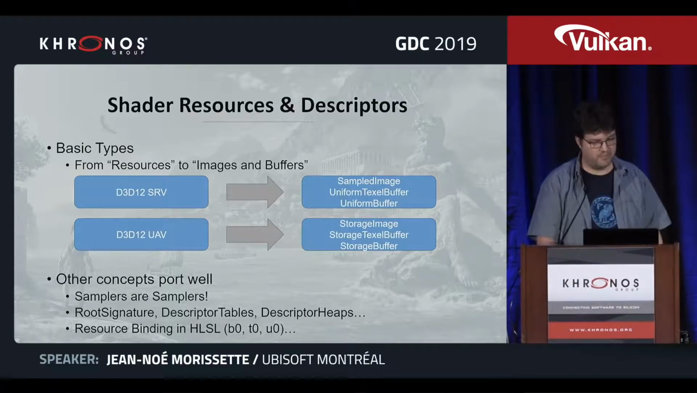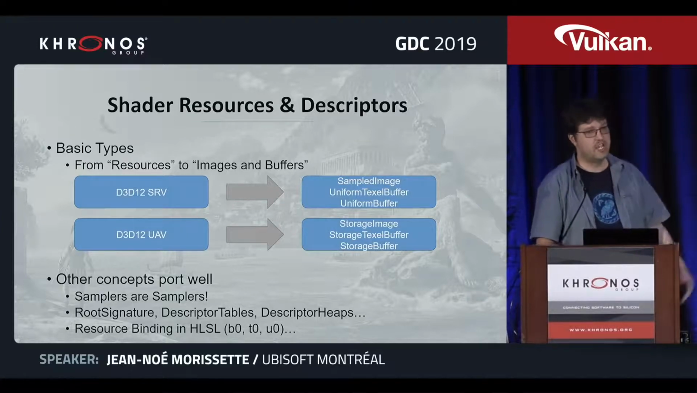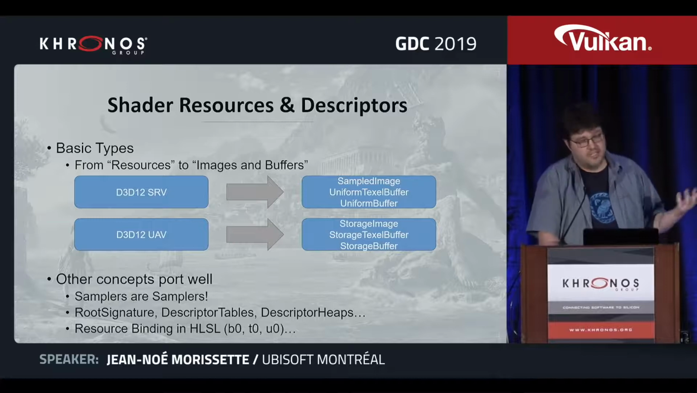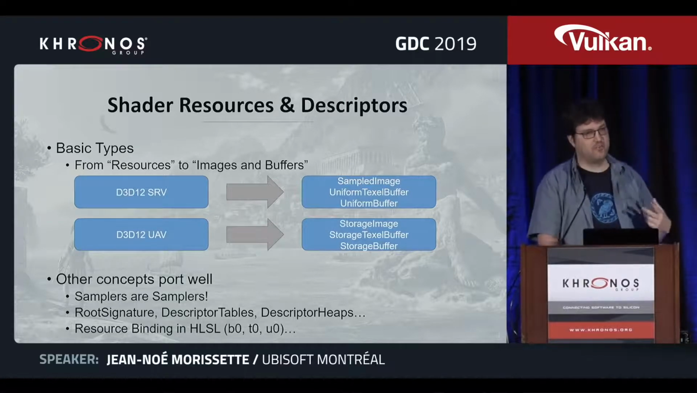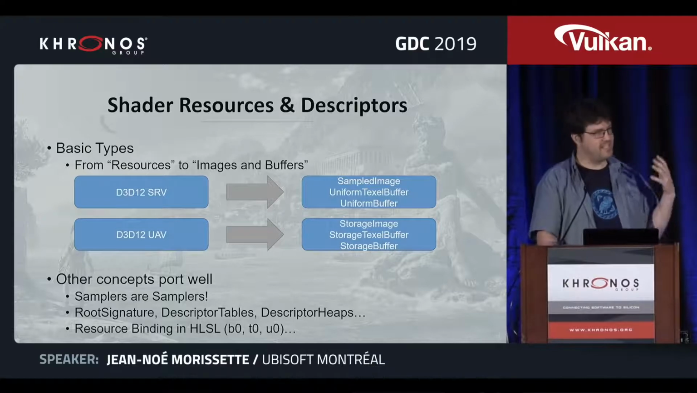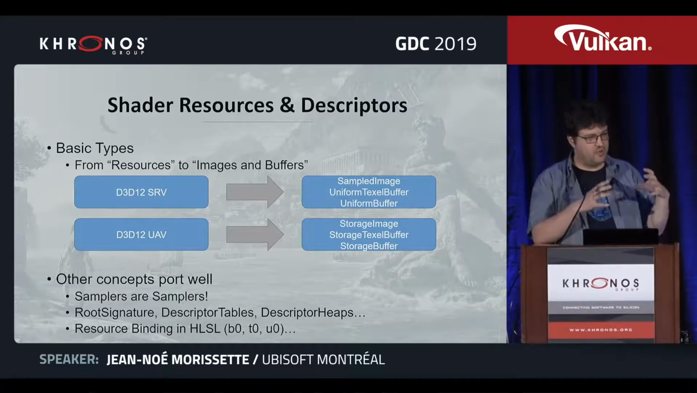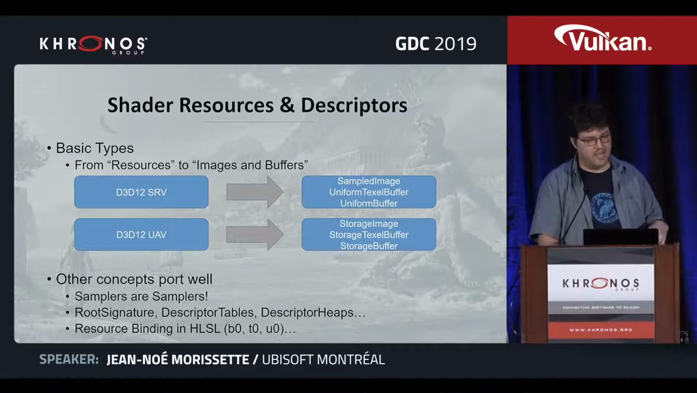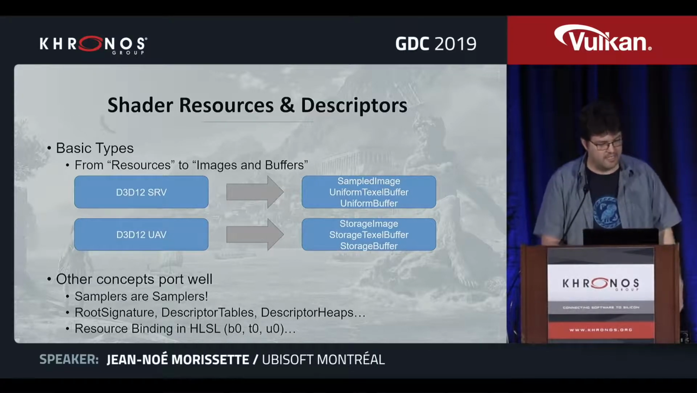Other concepts as well. While you're porting samplers to samplers, that's great news. Vulkan can have them in the same table, but since DirectX can't, we just don't. Root signatures, descriptor tables, descriptor heaps is significantly different. You have layouts instead, you have your descriptor sets and all these things, but that code is so contained and so low level anyway that changing it from one to the other didn't cause that many problems. It's just different concepts, but they're easy to grasp. It's just work that needs to be done, basically.